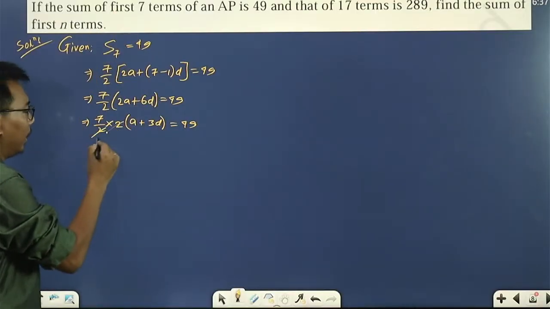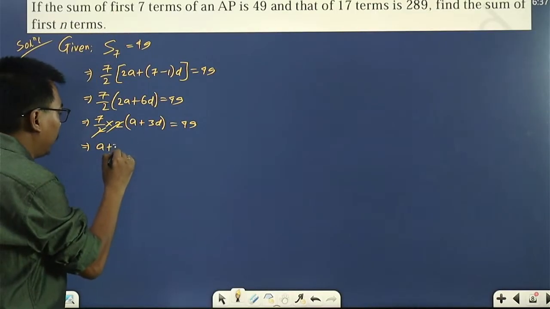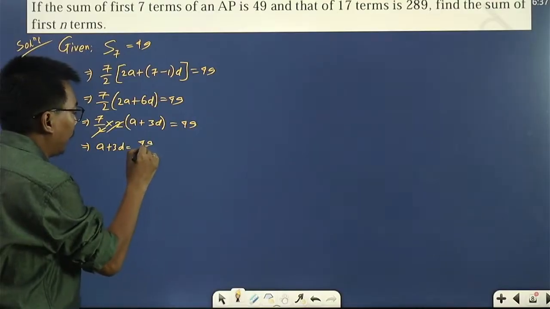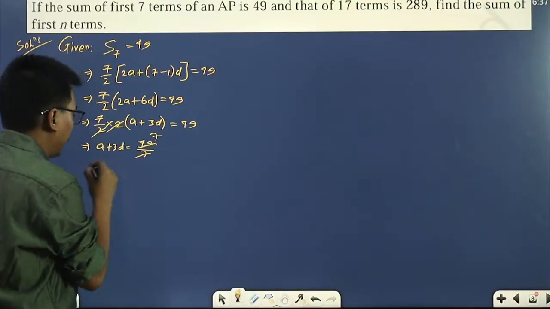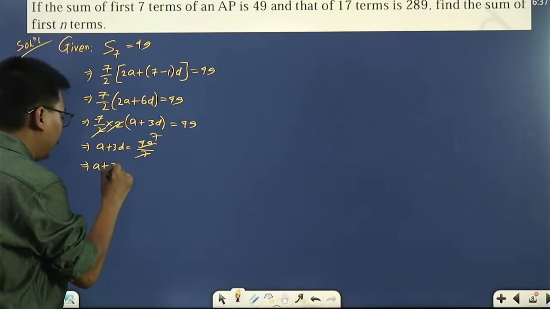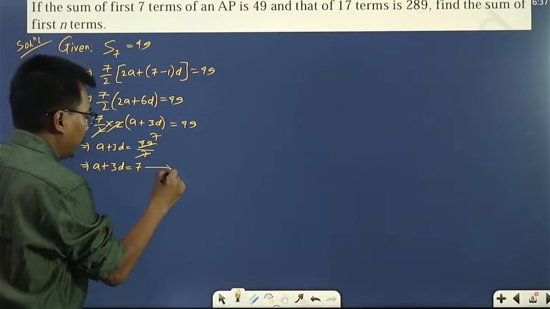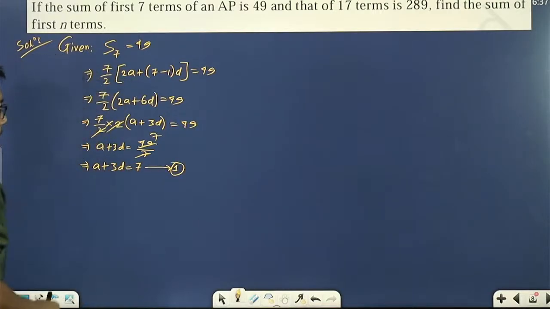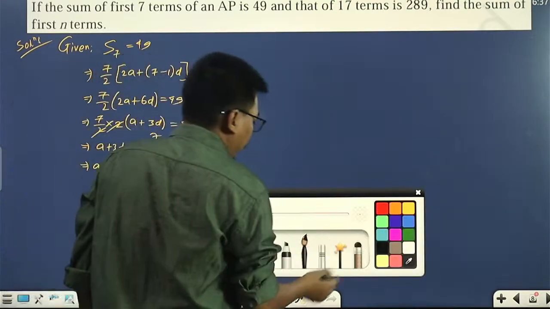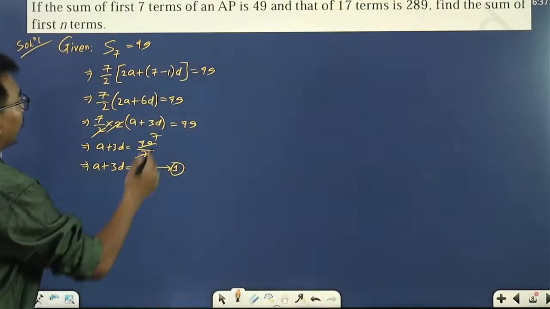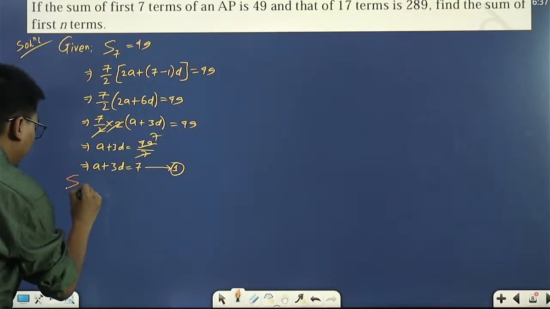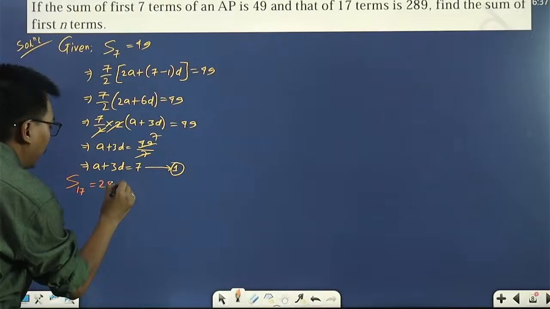Now this 2 and 2 will cancel each other. So a plus 3d will be equal to 49 divided by 7. If we cancel this, we'll get a plus 3d equal to 7, which is our equation number 1. For the second equation, we have S17, which is equal to 289.